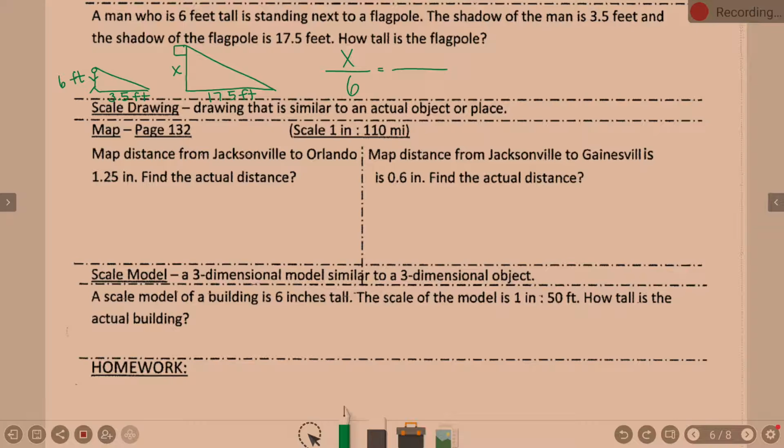17.5 feet. So 17.5 feet go on the top, and then the 3.5 feet go on the bottom. Since x is on top here, 6 is on bottom, that means I'm going to put 17.5 on top and 3.5 on bottom.